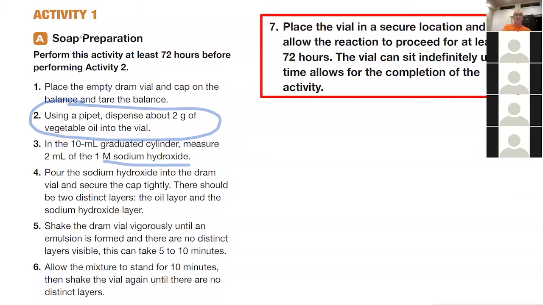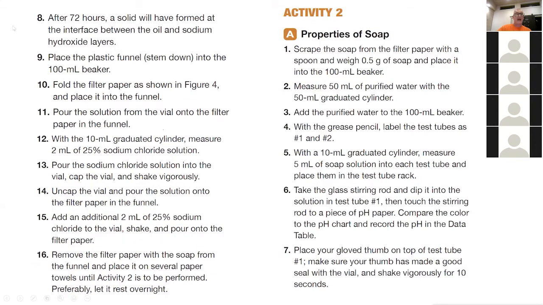We want to make sure there are no distinct layers forming. If we shake it well enough, you make those droplets so small that they just stay in suspension. Let it sit for 5 to 10 minutes, then shake it again and make sure there are no distinct layers. At that point, find a place to put this until Saturday or Sunday, however long you want to take to finish the reaction.